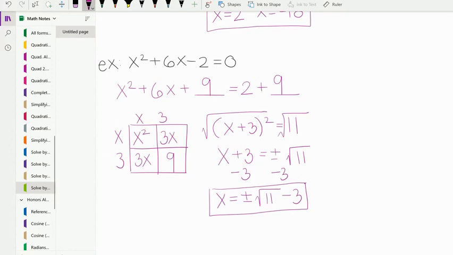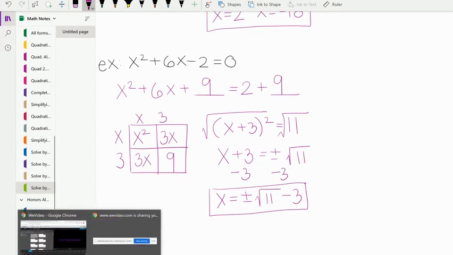So this section, again, was solving by completing the square. And that is it.